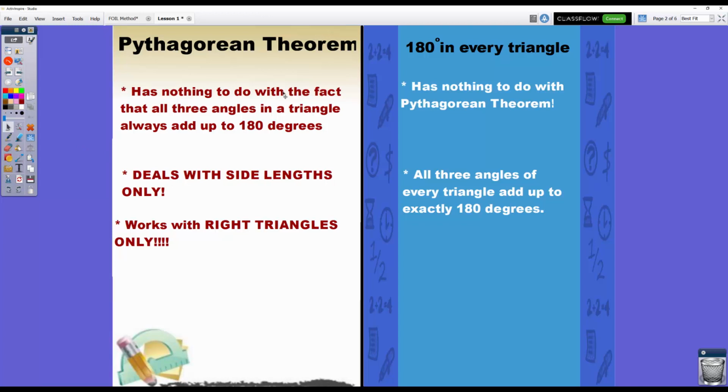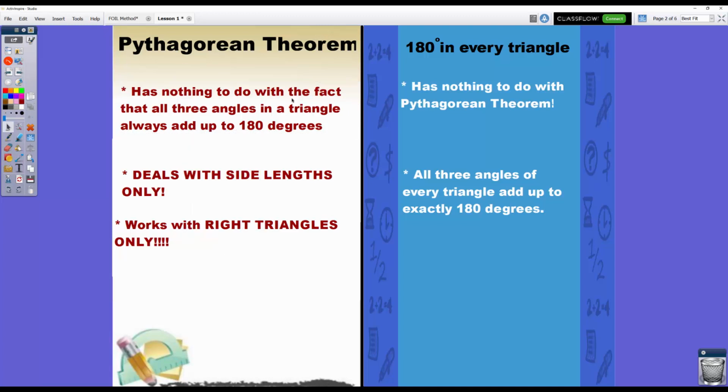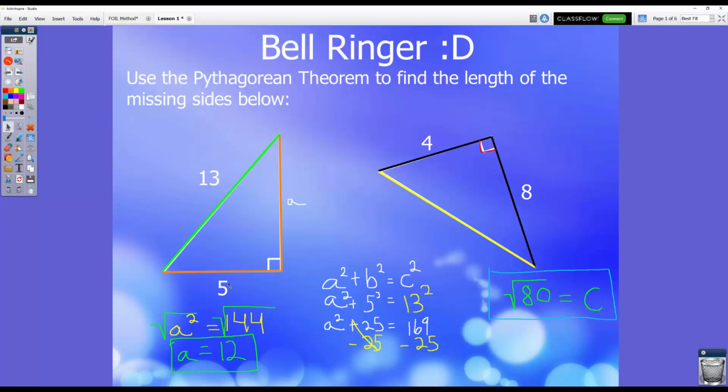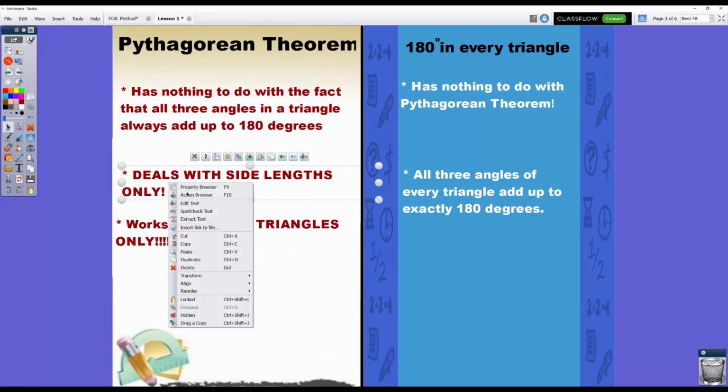So when you are using the Pythagorean theorem, you are not worrying about the 180-degree angle. You're not worrying about the degrees or the angles at all. You are purely focused on side length. It deals with side lengths only, and it works with right triangles only.